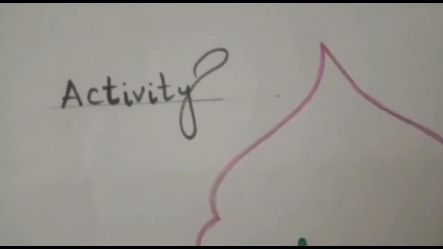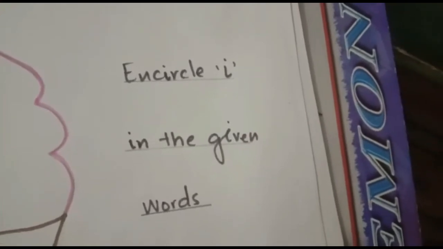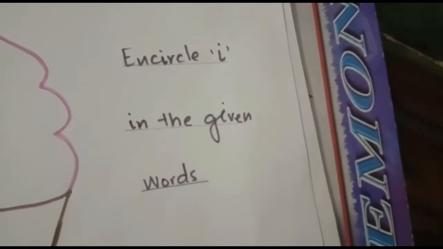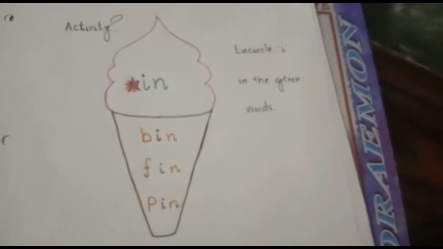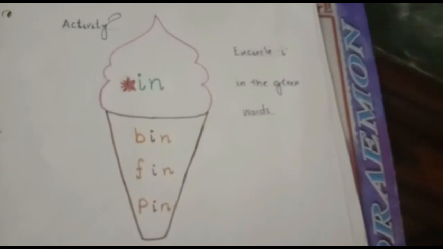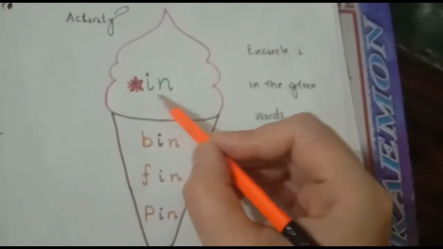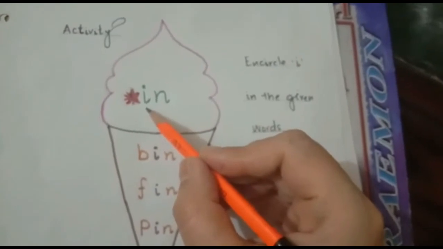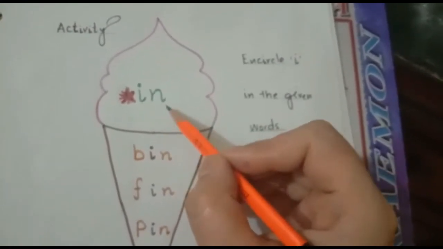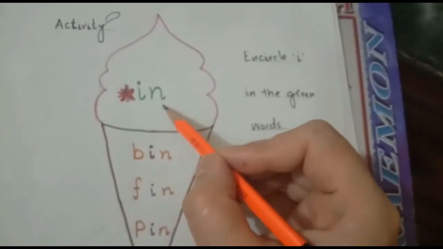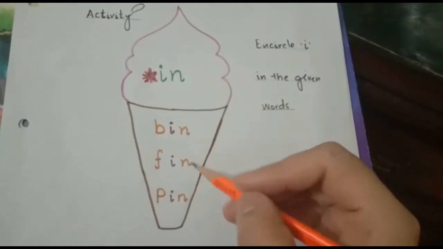Now it's time for an activity. Are you ready for it? Good. Encircle letter I in the given words. Wow, you can see an ice cream in front of you. Here you can see the words. First word, N. Here I will use the short sound of letter I, A, N. You know, small letter I comes between the letters for making words.